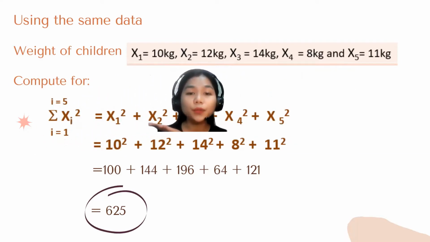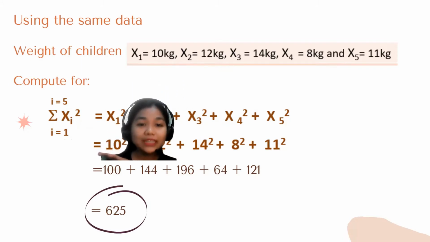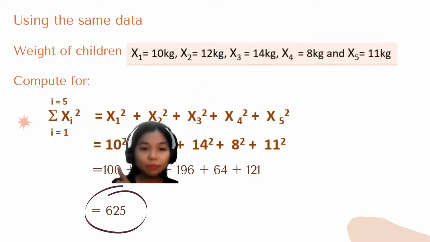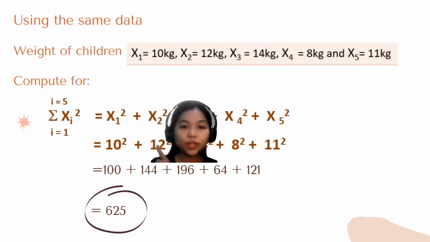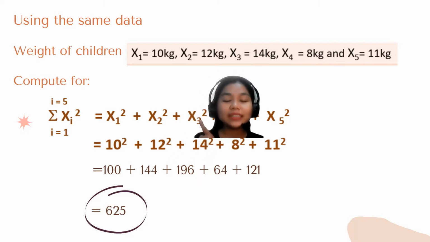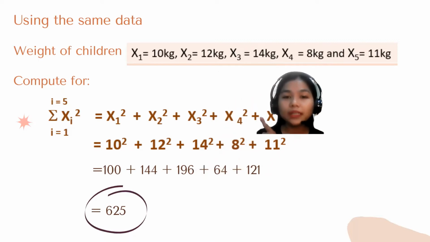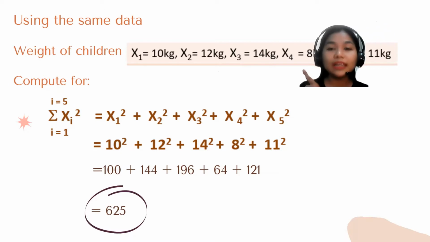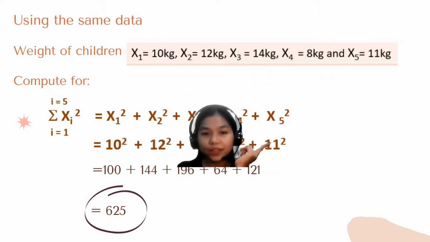Since we already know that each of these x has its equivalent value, we then substitute. So x1 is 10. You can see it here. So replace it with 10 squared plus x2, child 2, is 12 kilograms. So replace x2 with 12. So we're going to square it. x3 or child 3 is 14 kilograms. So just square 14. So 14 squared. x4 is 8 kilograms. So child 4 is 8 squared. And then the 5th child is weighing 11 kilograms. That's why we have here 11 squared.